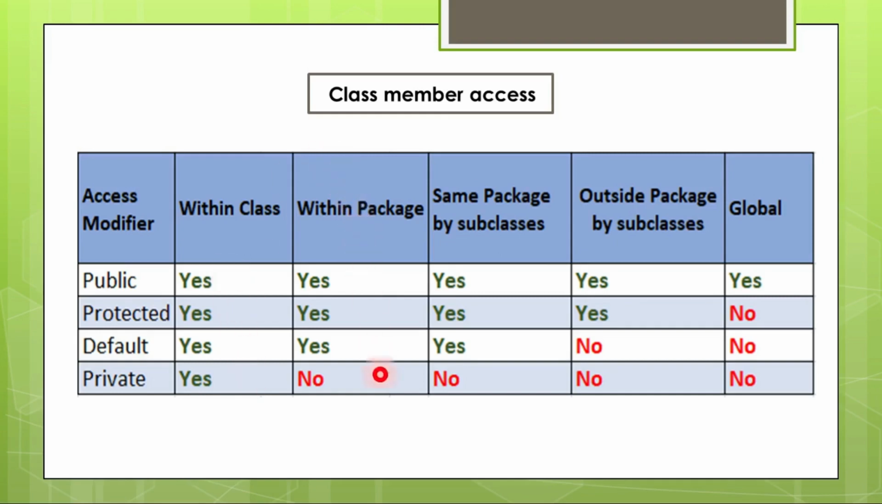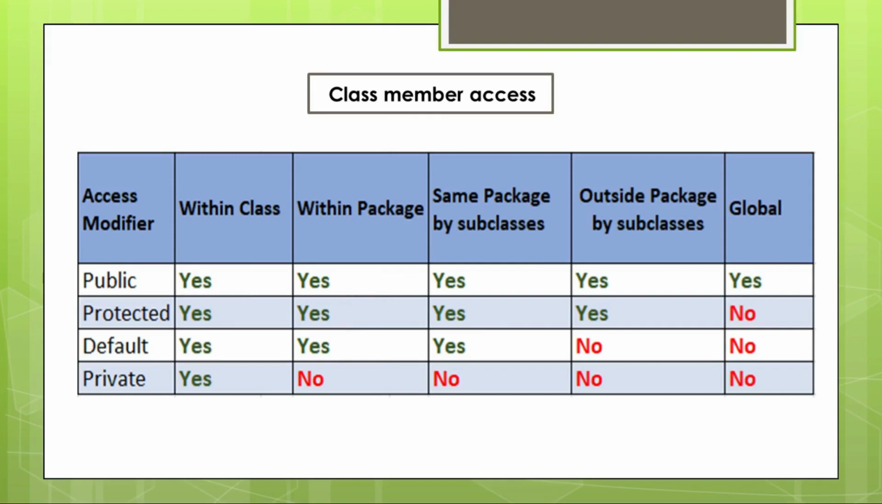Now, within the package, just imagine your apartment with all flats as one particular package. And the opposite apartment is not your package, right? The opposite apartment is something different and your apartment is something different. Within your apartment, your flat is something different. I hope you got the point. Now, within the package, how do these access modifiers play a role? Let's look here.